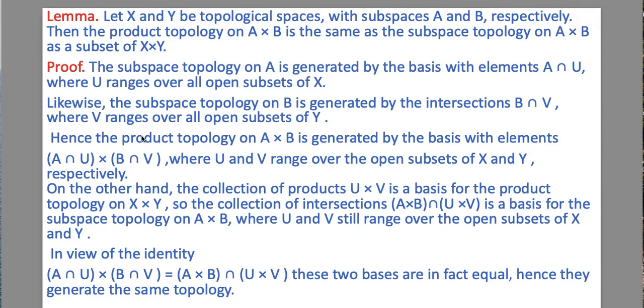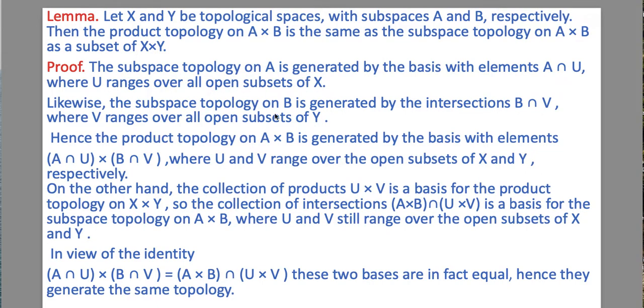We have one more lemma. Let X and Y be two topological spaces with subspaces A and B respectively. Then the product topology A cross B is the same as the subspace topology on A cross B as a subset of X cross Y. So the subspace topology on A is generated by the basis with elements A intersection U, where U ranges over all the open subsets of X. This we have seen in last slides.